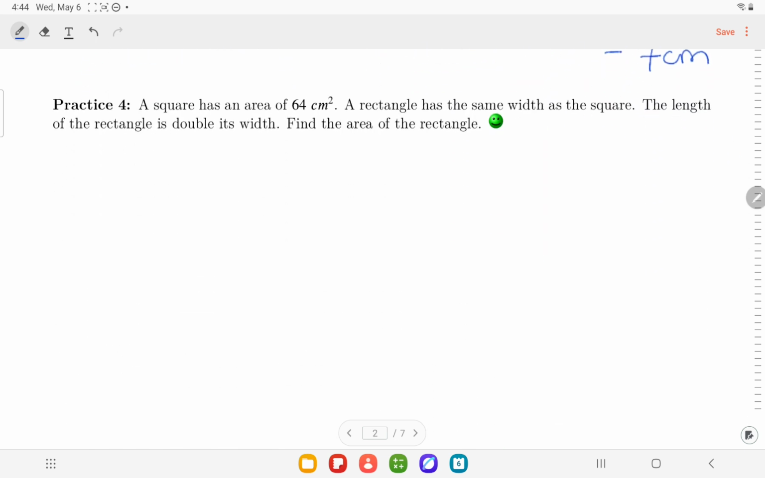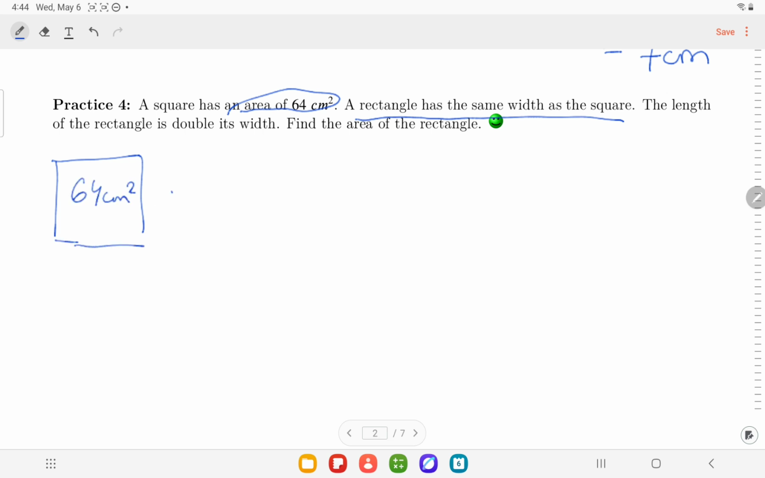Now we have a square with a known area, and we know that there's a rectangle with the same width as the square. So first we can draw it out. We have a square with an area of 64.